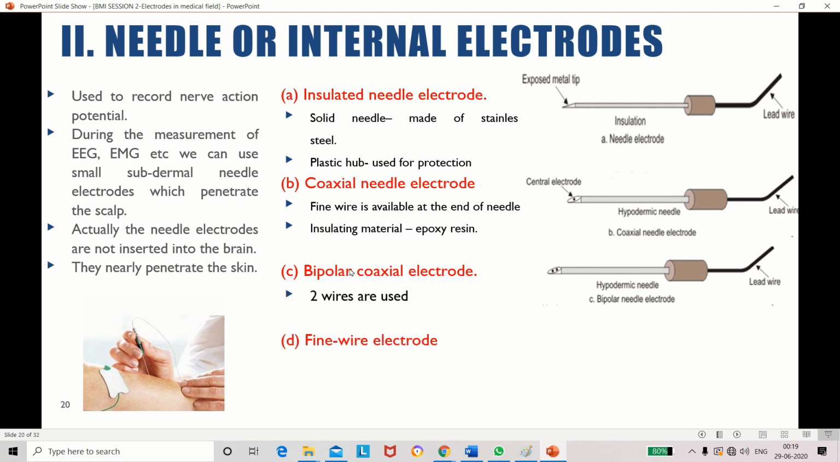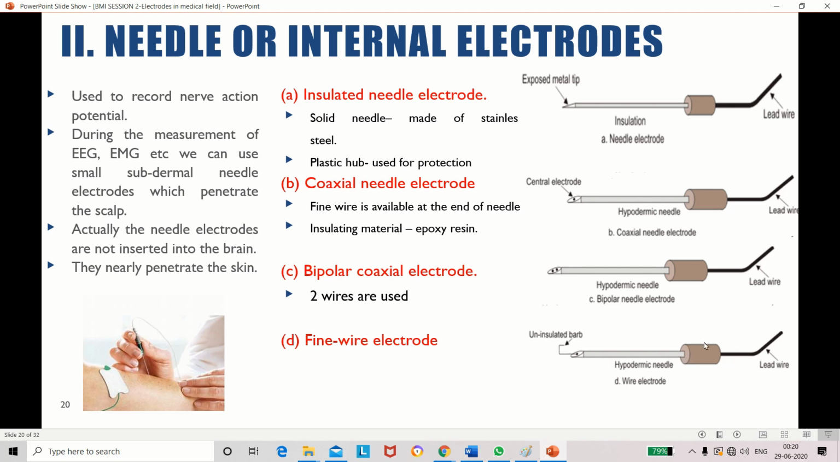The fourth type of needle electrode is the fine wire electrode. Here we have the word fine wire. In this electrode we are using a minute wire, or fine wire. See this? This is the fine wire, which is in a J-shaped structure. Again, insulating material is there. It is coated with some insulating material like epoxy resin.